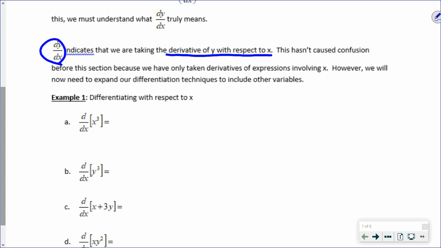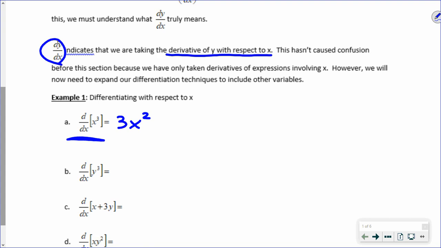All right, so what do we mean by differentiating with respect to x? So if you look at example 1a, notice the d over dx, which we call the derivative operator. So when you look at this notation, this is just telling you to find the derivative of x cubed with respect to x. Well, that's easy. All we would do there is just use our power rule. The derivative of x cubed with respect to x just equals 3x squared, okay?